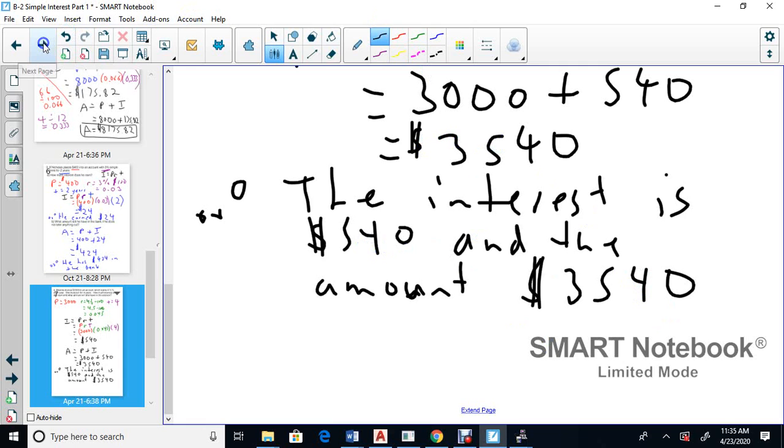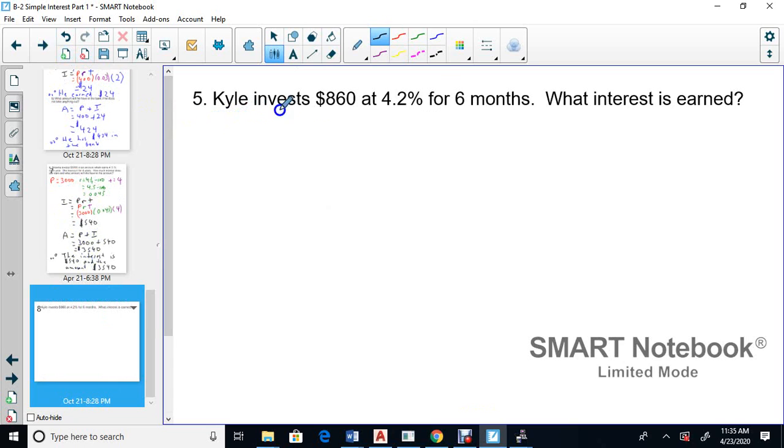Okay, last question. We'll go to one more. Probably some change again. The next one is probably a little bit of a change as well. It's not going to be exactly the same. Okay, so let's look at it. Kyle invests $860 at 4.2% for 6 months. What interest? We don't even have to find the amount. What interest did he earn?